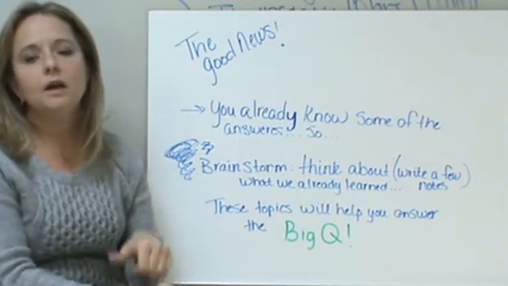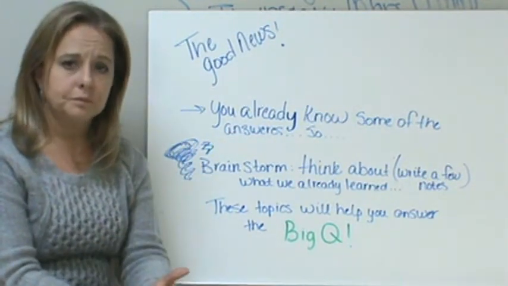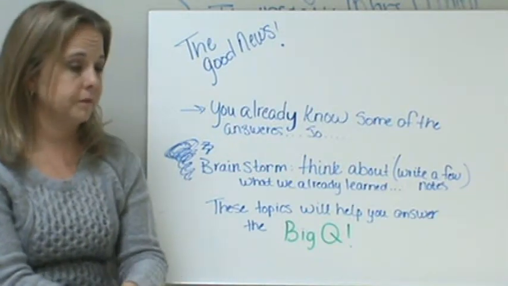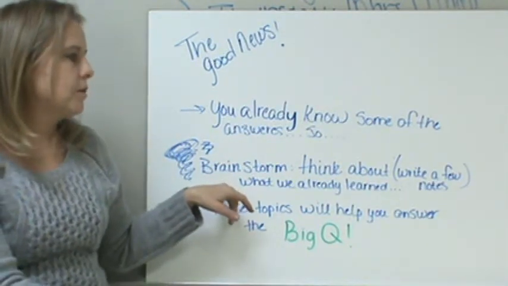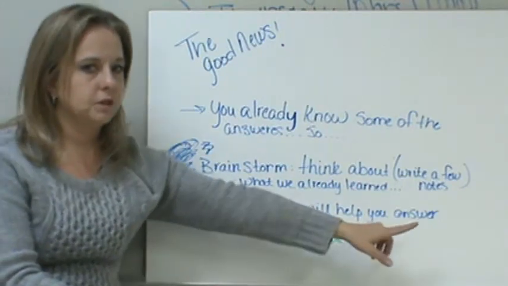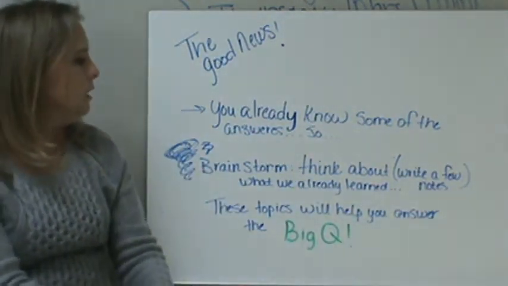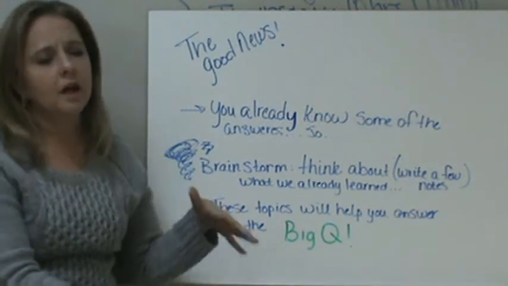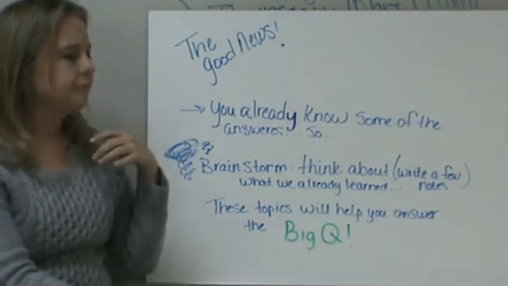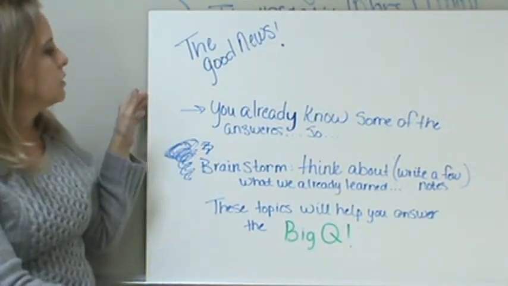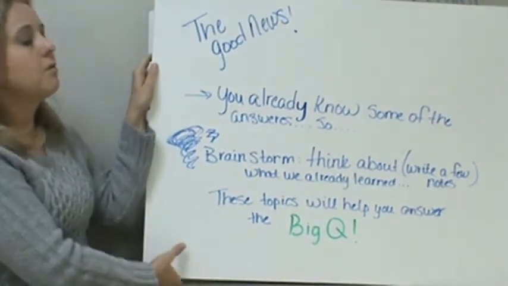Okay, so right now in your journal, this is what I want you to do. Get your instructions here, push pause, and then actually do this. You gotta write some things down. Brainstorm. I want you to think, which actually means you have to write a few notes in your journal. The topics that are going to help you answer the big questions. So here comes the brainstorm. Okay, so I want you to think about what you know about what we've already learned.